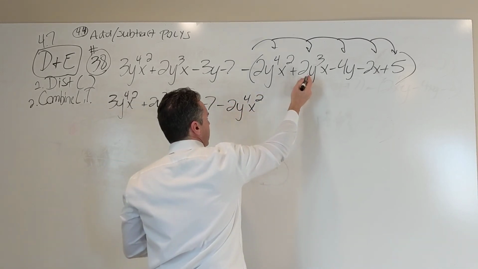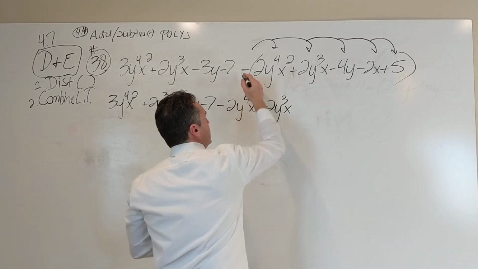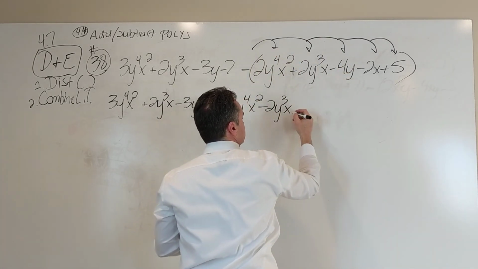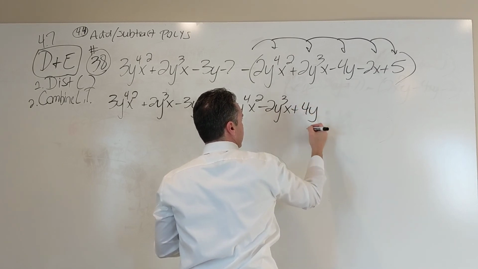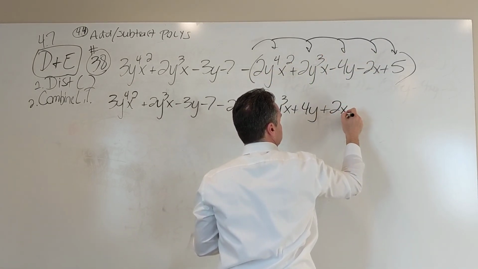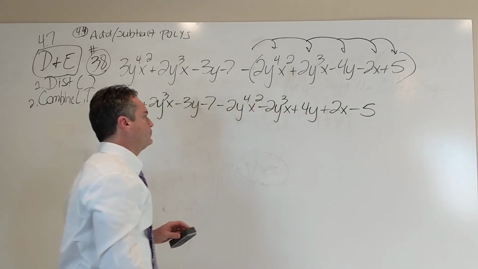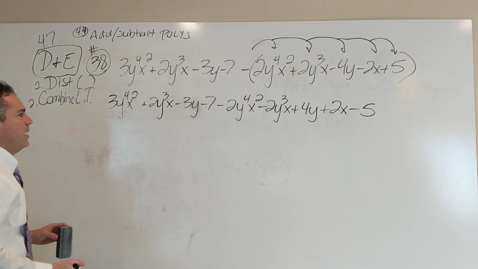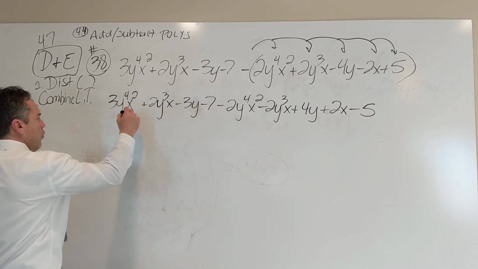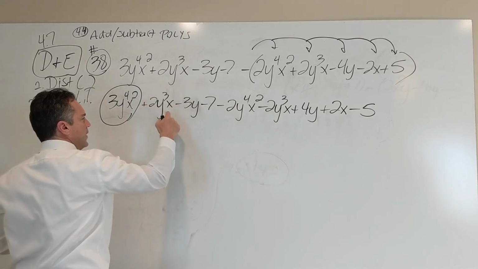squared. What does this one become? Minus 2y to the 3rd x. This minus goes here. Minus and minus makes plus 4y. And then minus and minus 2x makes plus 2x. And minus the 5 right there. Minus 5. And now we've got to combine like terms. We've got y to the 4th x squared. We've talked about the symbol method. Is this a y to the 4th x squared? Nope.